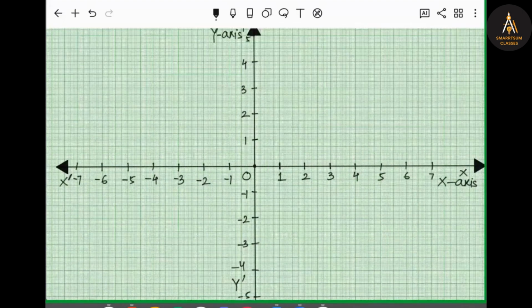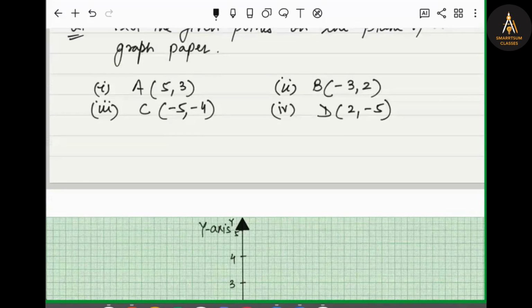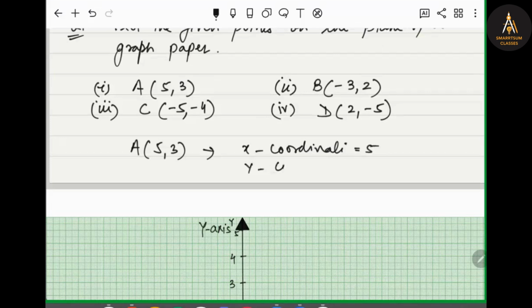Okay, now see the first point, A point. What are the coordinates of A point? When we say A (5, 3), what does it mean? Its x coordinate is 5 and y coordinate is 3. Getting that?